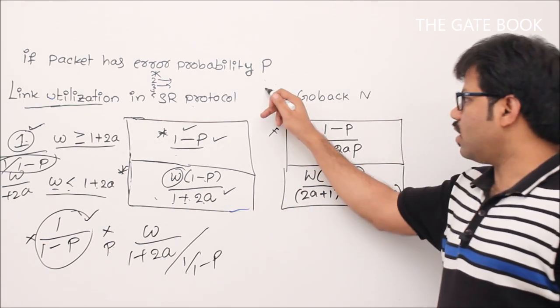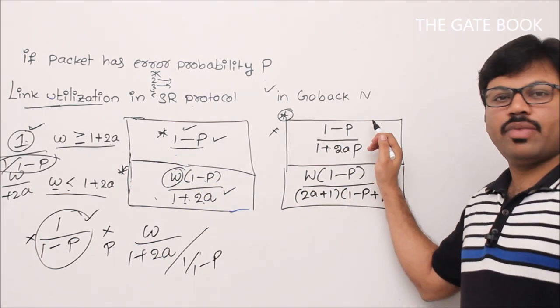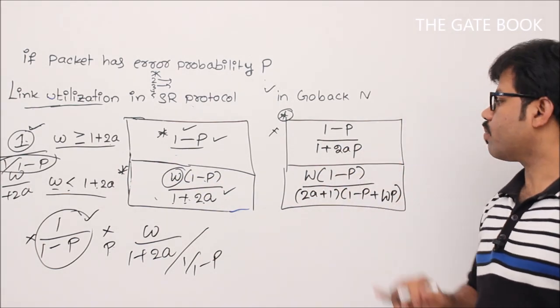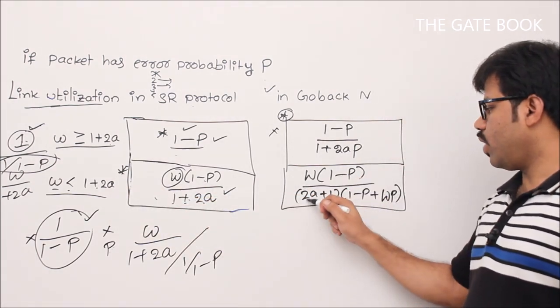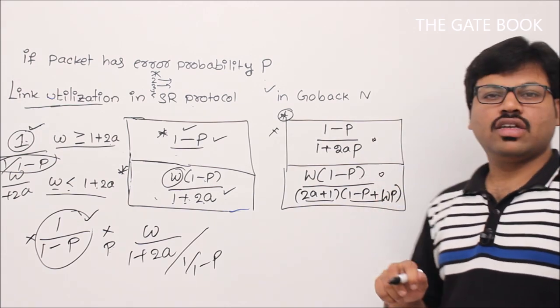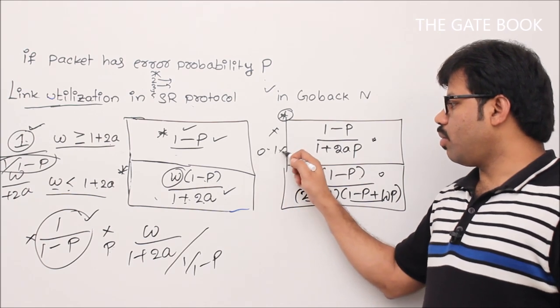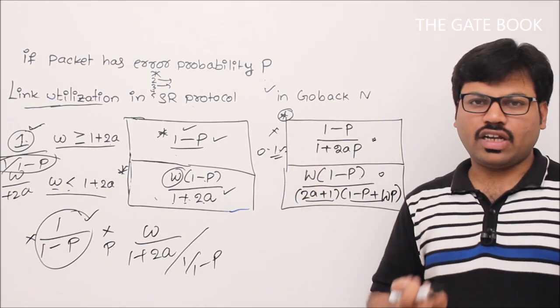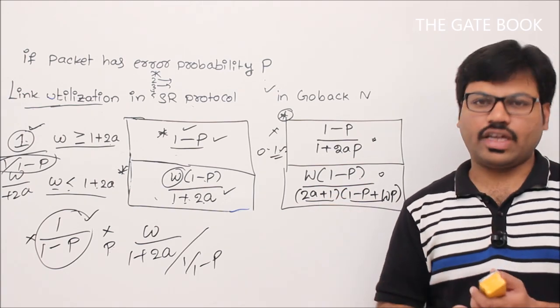Now in that analysis, when W is greater than or equal to 1 plus 2A, you get 1 minus P by 1 plus 2A into P. When W is less than 1 plus 2A, you get W into 1 minus P by 2A plus 1 into 1 minus P plus WP. Remember them as formulas. In the worst case, if with some 0.1% probability you get a question in GATE, you can still answer it without knowing the analysis, like how to derive that.